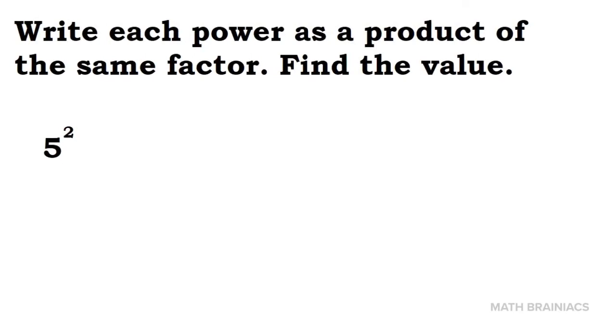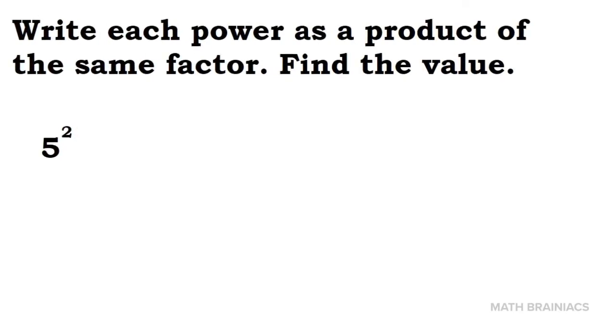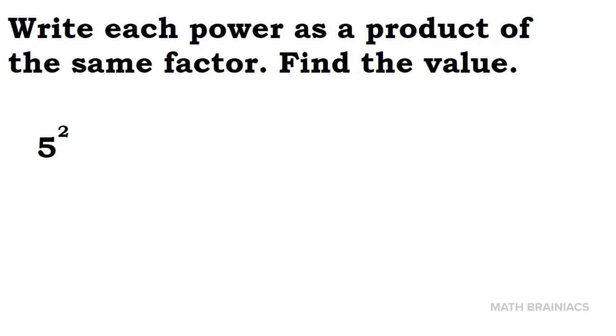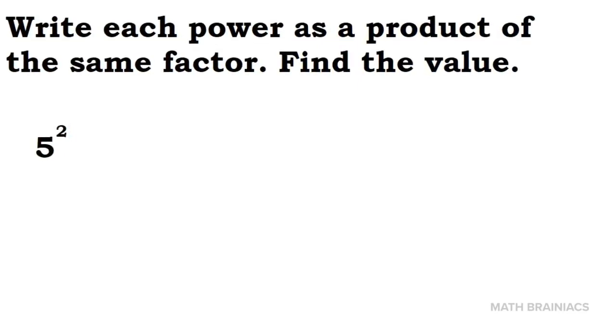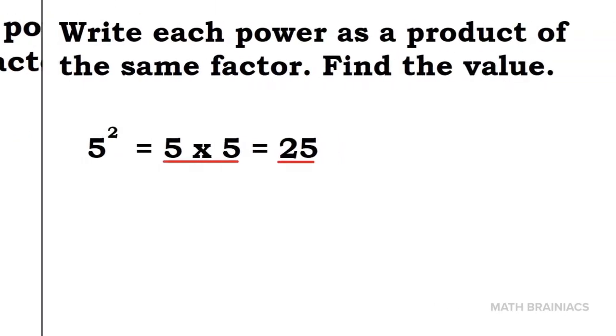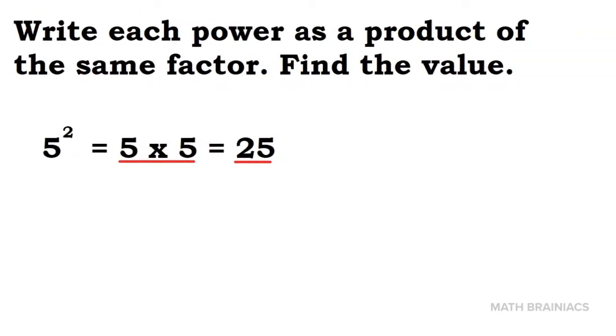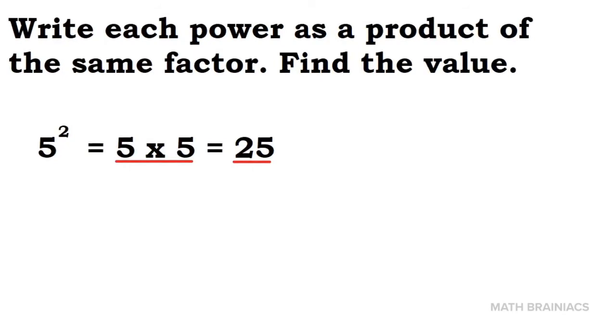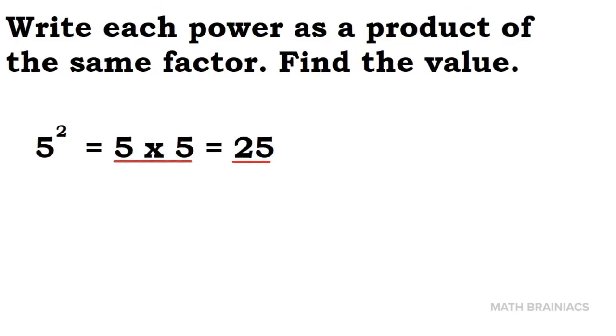Let us work on another example so that you can hit it off. Write each power as a product of the same factor. Find the value. The number is 5 squared. Straight away, you can multiply the base 2 times. Therefore, the answer is 5 times 5, which is equal to 25.